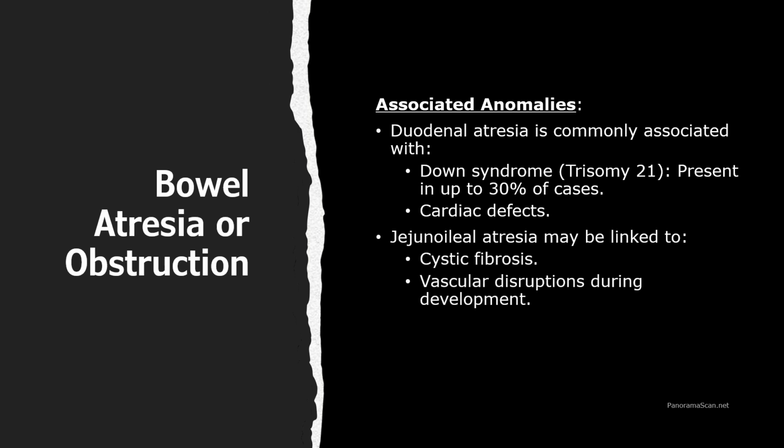Jejunal atresia can be related to cystic fibrosis or result from vascular disruptions during development, leading to ischemic bowel damage. Colonic atresia is rare but may be seen alongside anorectal malformations, requiring a comprehensive evaluation of the lower gastrointestinal tract. Understanding these associations helps guide further testing and prenatal counseling.